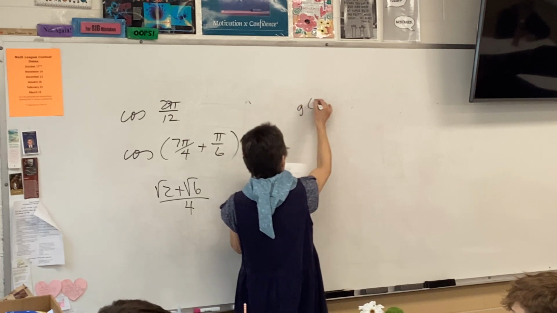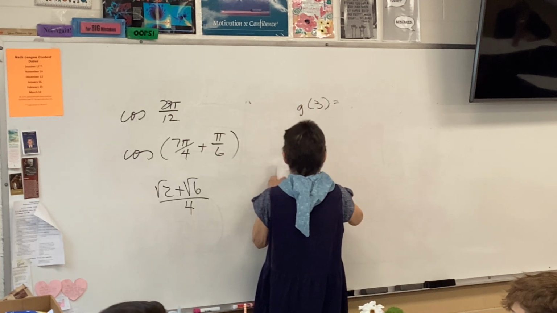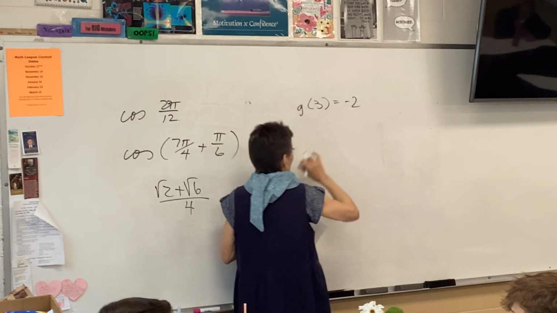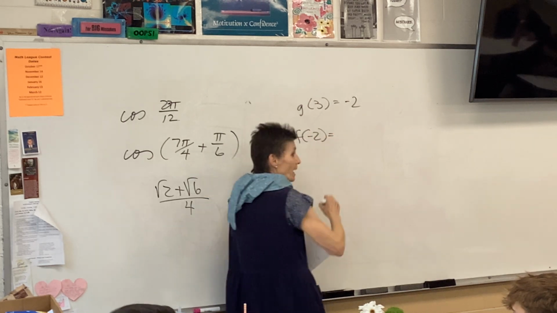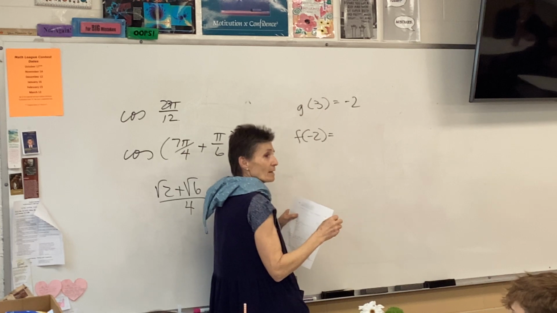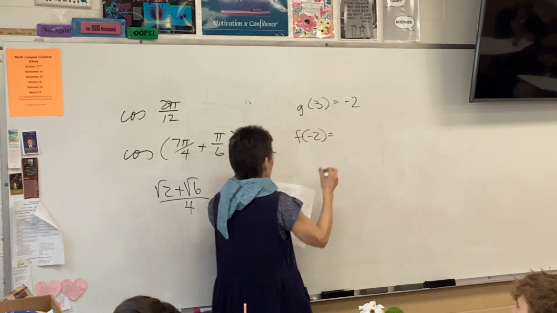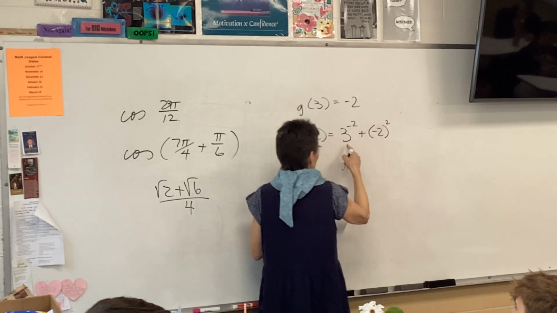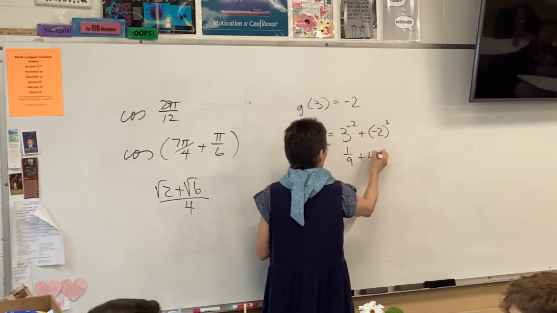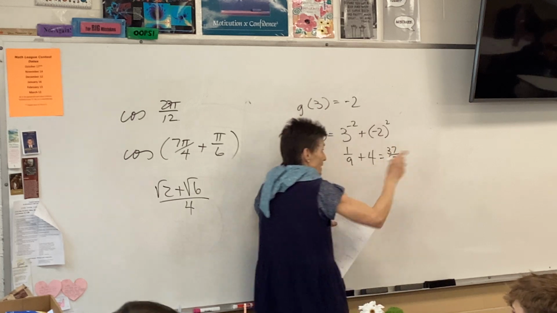You have to find G of 3 first. So G of 3 is negative 2. Look at your table. And then we plug negative 2 into F. Guys, we're not supposed to be talking about anything but this. So that's 3 to the negative second and negative 2 squared. So 1/9 plus 4, 37/9. Beautifully done over there. Good job.